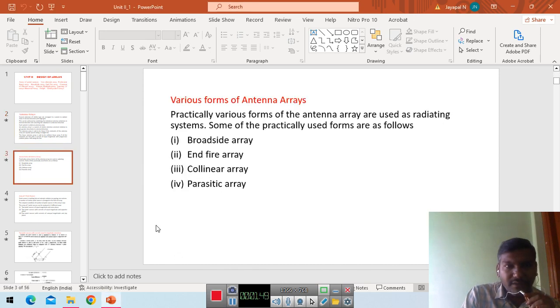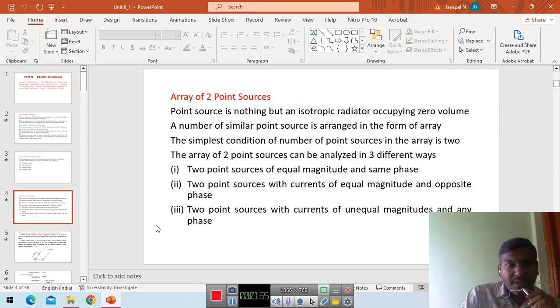Generally we have four kinds of arrays: broadside array, end fire array, collinear array, and parasitic array. The basic form of an antenna array is that, if we are going to analyze antenna arrays, we consider 2 point sources. This is the basic structure. Initially the analysis takes place for 2 point sources, and later this can be extended to several antennas.